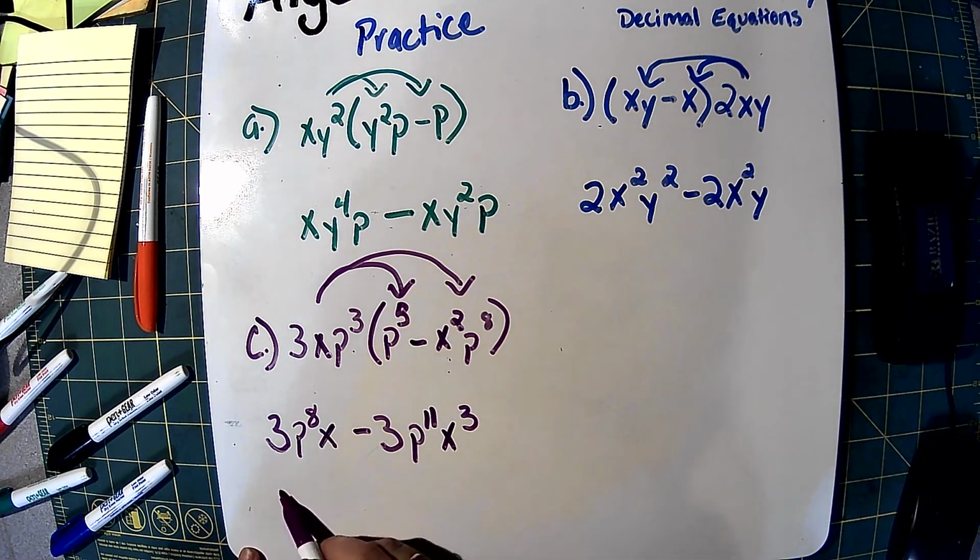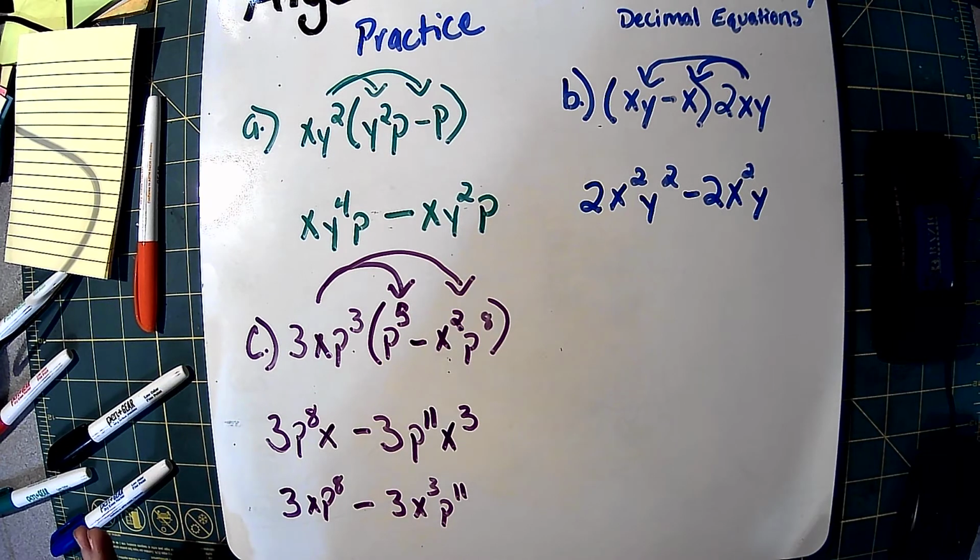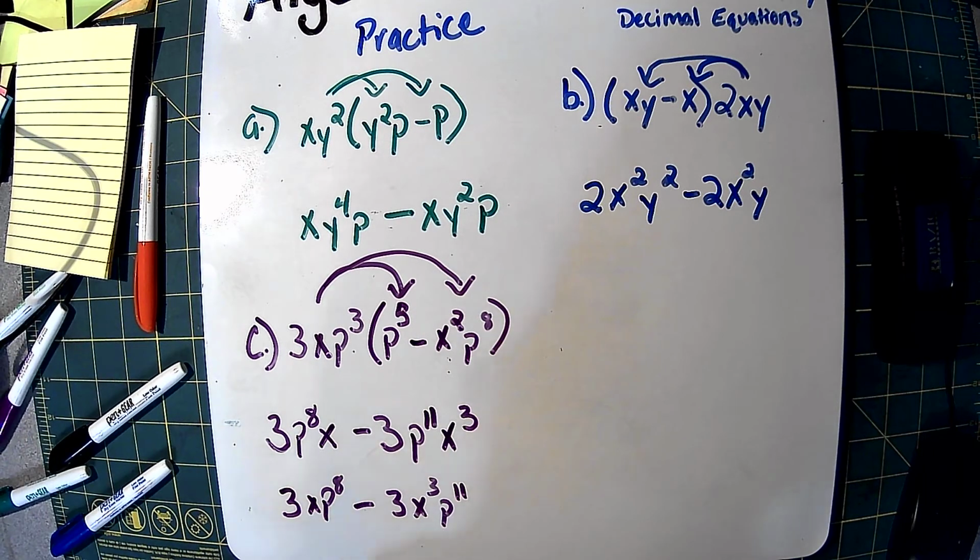So if you wrote it in 3x p to the 8th, you just swap these two, minus 3x to the third p to the 11th. That is also fine. Either way is fine. I usually just write them in alphabetical order so I don't get mixed up. But you can do it however you want.